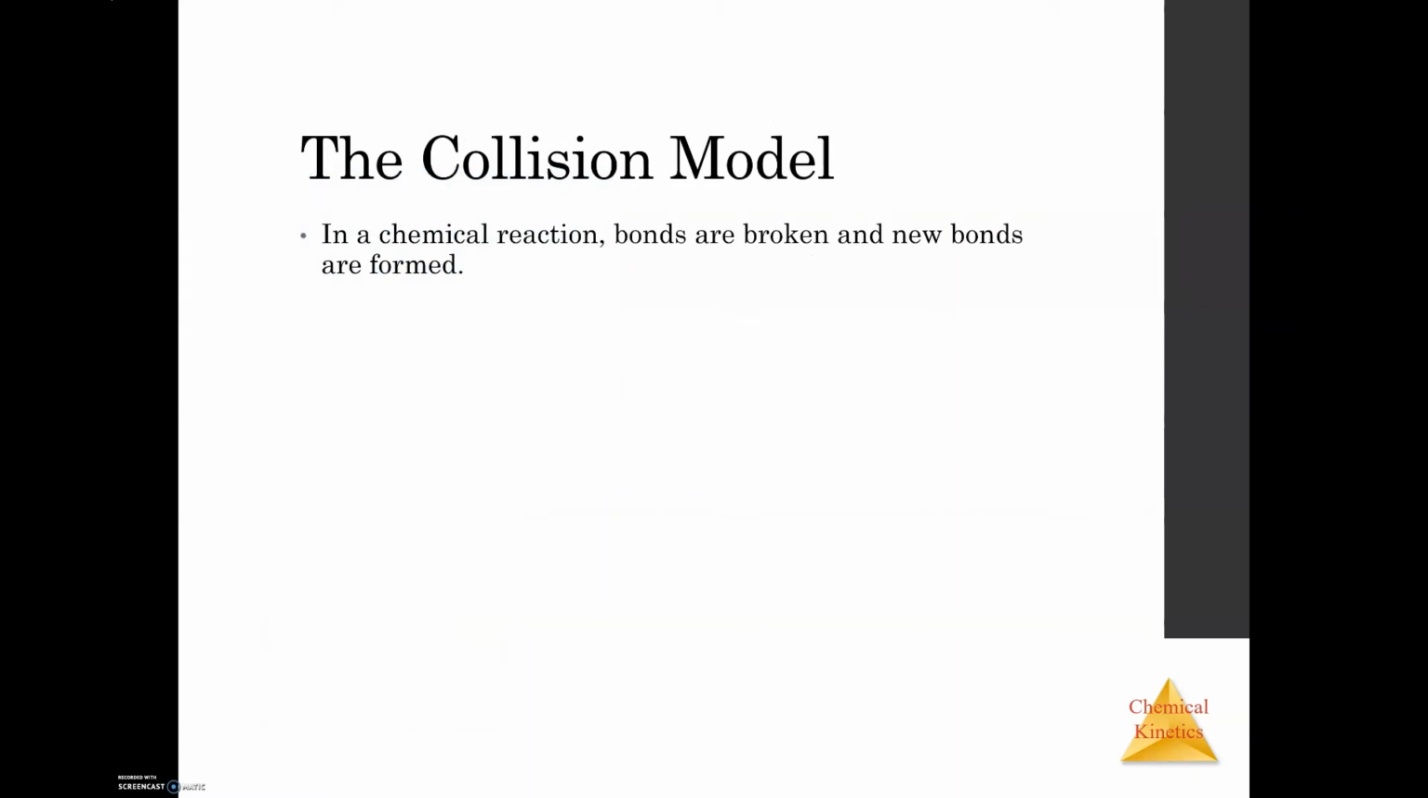Now, moving into the collision model. We know that in chemical reactions, bonds are broken and new bonds are formed. Molecules can only react if they collide with each other, and that's the first thing that they have to do, is collide with each other. There are 3 requirements for a reaction to take place.